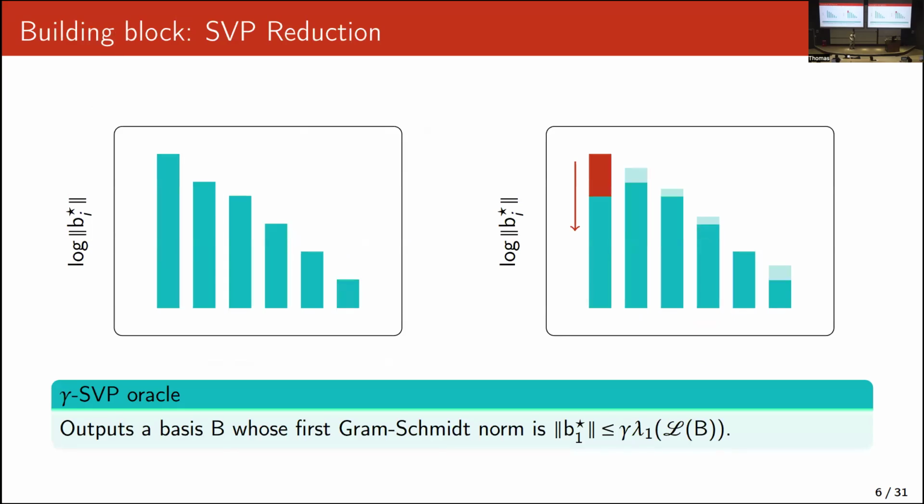All right, so the first building block is SVP reduction, or an SVP oracle. SVP stands for the shortest vector problem. The idea of this oracle is that I'm given a lattice that I represent here with its profile on the left, and I output a basis whose first Gram-Schmidt norm, B1 star, is minimized to become the shortest vector of my lattice. I can also relax this oracle to a gamma-SVP oracle, which only requires an approximation. You can see that this loss in norm on the first vector impacts the norm of the other vectors and makes the profile more horizontal.